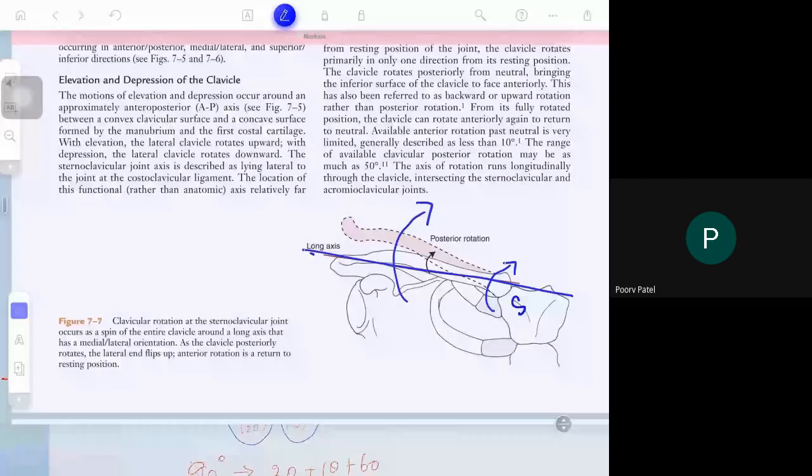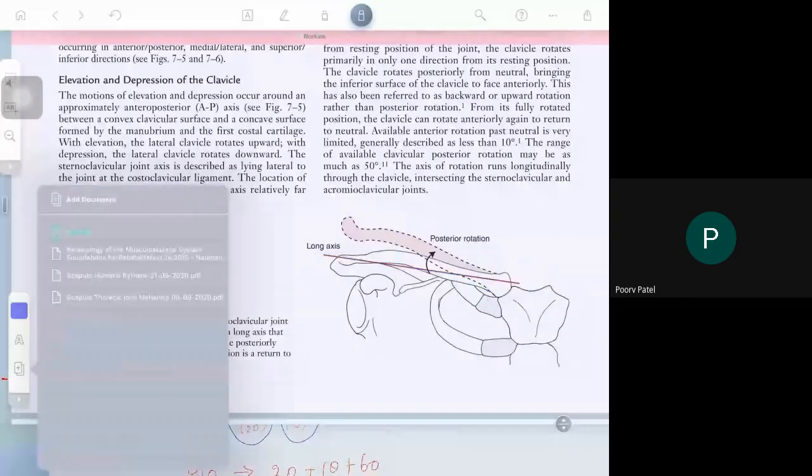This is the last principle. As the elevation progresses, the clavicle rotates posteriorly. We have discussed this already when we studied the sternoclavicular joint. From the neutral position, the clavicle will rotate posteriorly. And what is anterior rotation? Anterior rotation is the movement from the posteriorly rotated position back to the neutral position. I think you remember this point. We have discussed it. Clear?